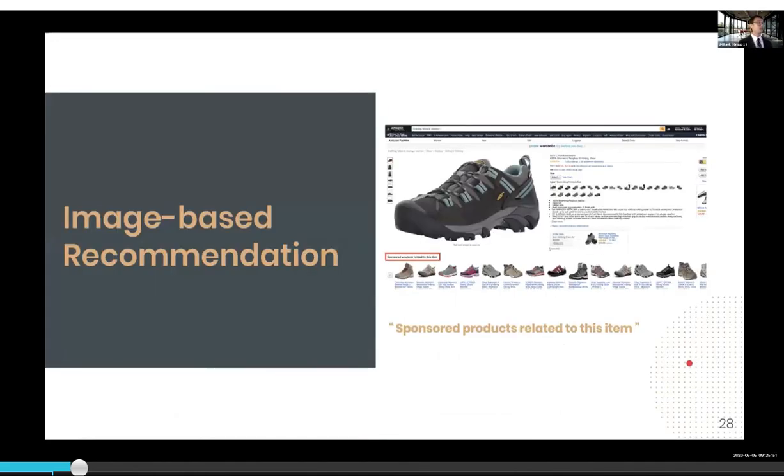Yeah, let me quickly go over the image-based recommendation system. The idea behind this recommendation system is that if a customer shows interest in a certain product, the customer may also be interested in similar products. This kind of recommender system usually appears on the product page as a "you may also like" section.